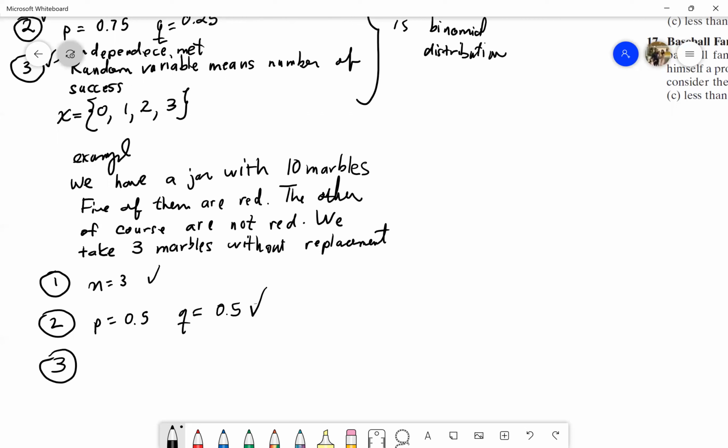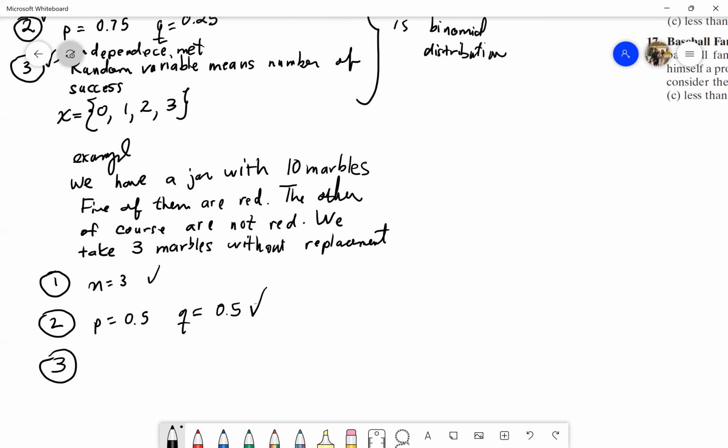Do we have the third condition of independence met? No, because we don't replace the marbles. Think about it for a second. We pick the first marble. It's red. The next marble I'm going to pick, what's the probability of it being red? 4 out of 9, because the first probability would be 5 out of 10, and then the second probability would be 4 out of 9. And the third probability, assuming we got another red, will be 3 out of 8. The probabilities change.